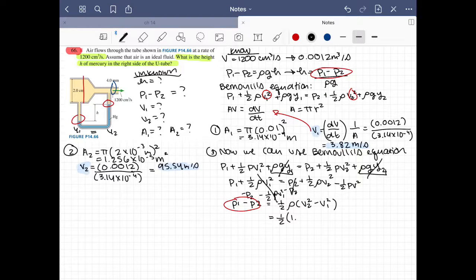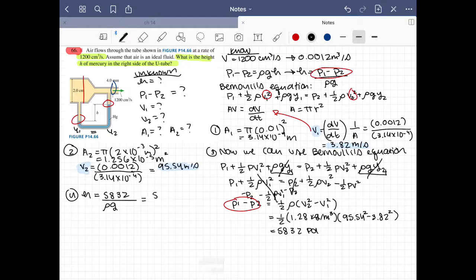So plugging in values, we're going to use the density of air for the density in the equation, and then just plug in the values for V1 and V2 that we found, and we get that P1 minus P2 is equal to 5,832 pascals. Now we can get h, which is equal to 5,832 divided by the density times gravity. So I'm going to plug in the value of the density of mercury and gravity, and we get that h is equal to 0.43 meters.